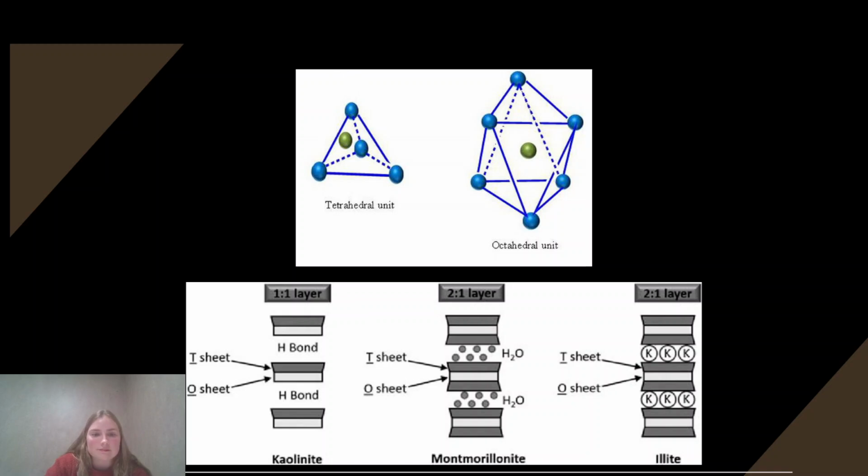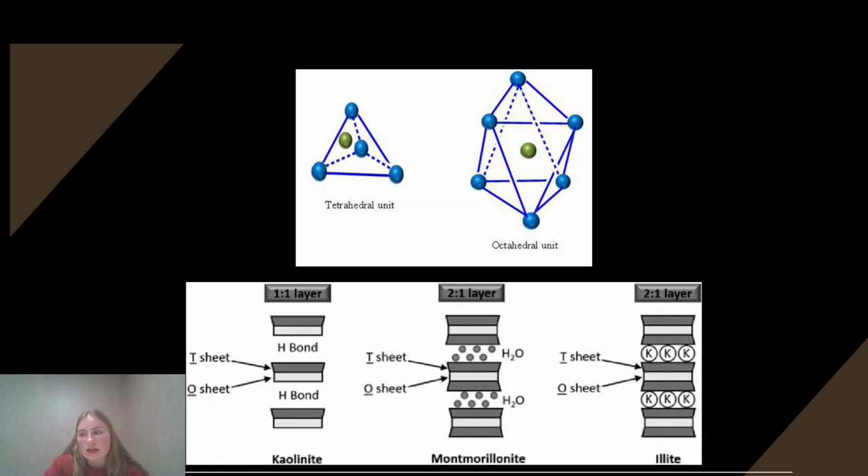So as you can see in kaolinite, it's a 1-to-1 of the tetrahedral unit sheet and octahedral unit sheet, and then those sheets are held together by H bonds as well. And as you can see in the other two, there's 3 layers per sheet rather than just 2, and the difference between those two is just how the sheets themselves are held together. So all the clays have the same units, it's just how they're arranged together that determines what type of clay is made.